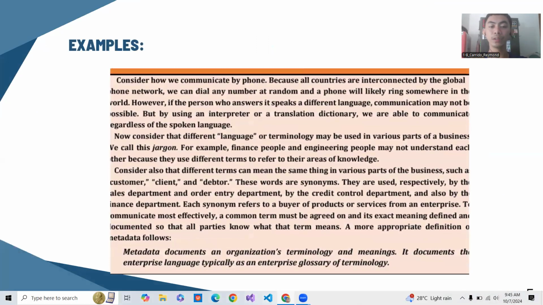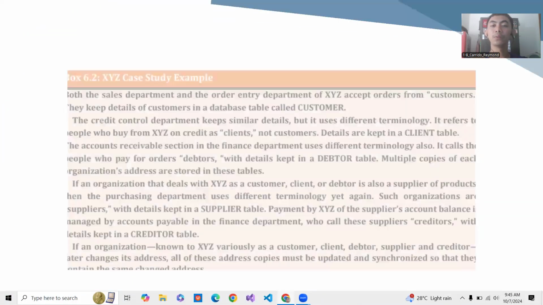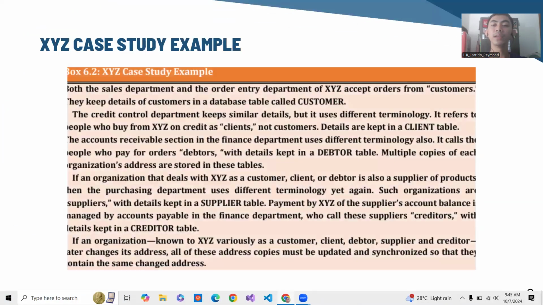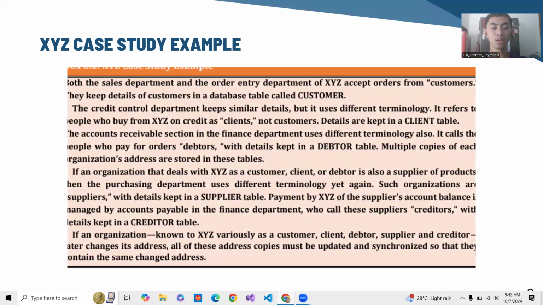As you can see, this example is nanotechnical technology na metadata documents an organization's terminology and meanings. So it documents the enterprise language, typically as an enterprise glossary of terminology. So next is the XYZ case study example.